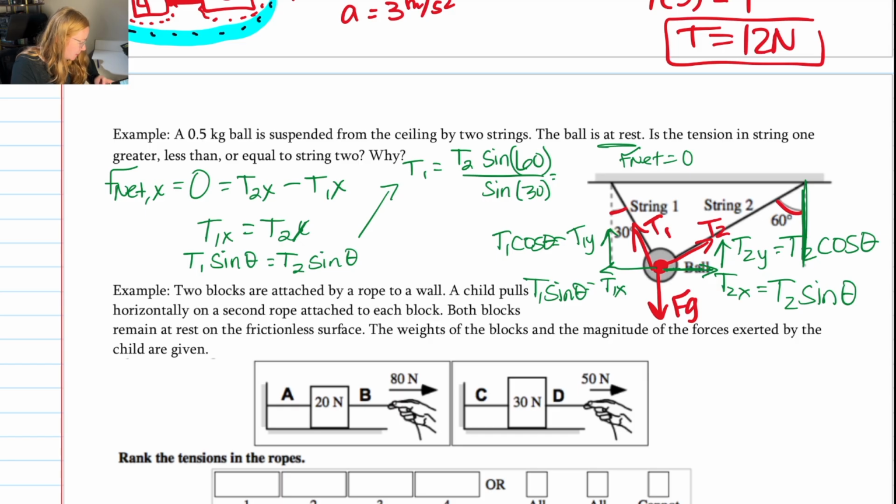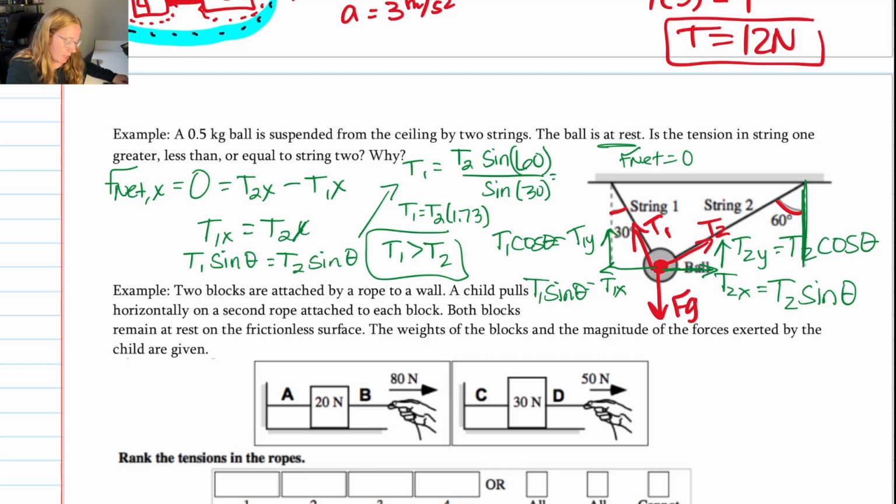Okay, so sine 60 divided by sine 30. And it looks like T1 is equal to T2 times 1.73, which, math is a language in itself. If you read that as a sentence, it's saying T1 is equal to T2 times 1.73 of T2's value. So T1 should be bigger than T2 if that's true.